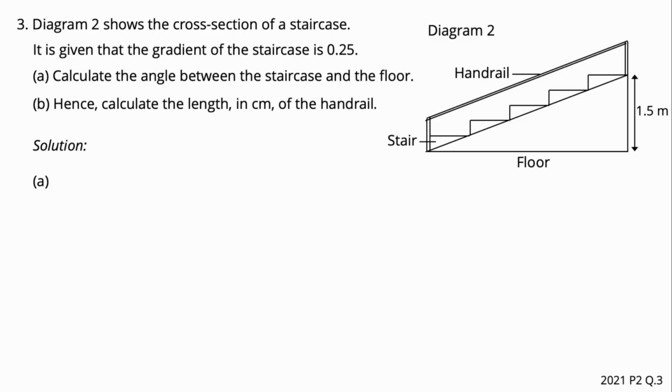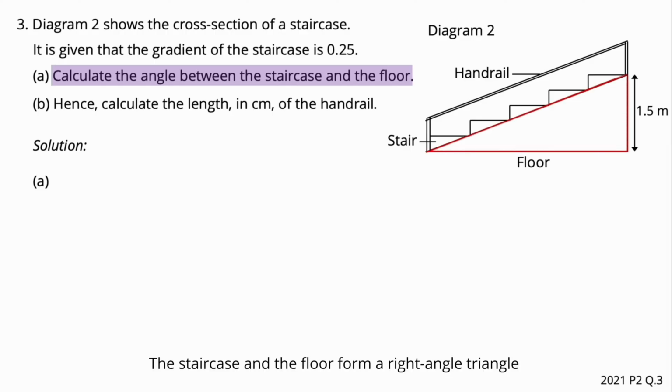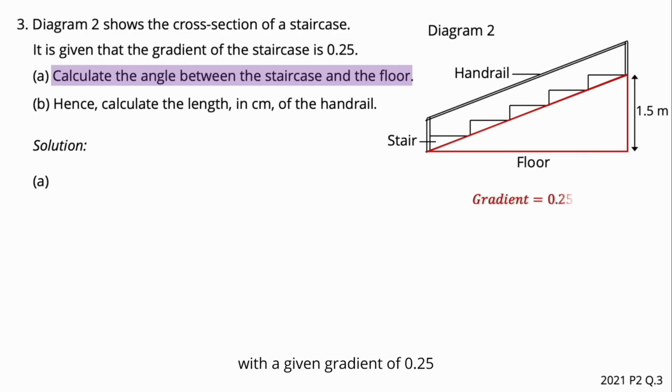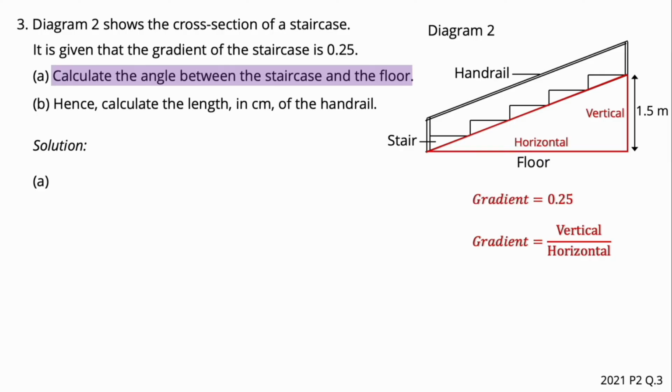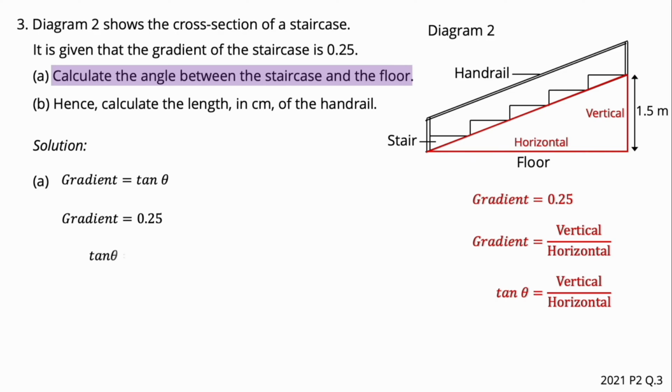Question number 3. Diagram 2 shows the cross-sections of a staircase. It is given that the gradient of the staircase is 0.25. A. Calculate the angle between the staircase and the floor. The staircase and the floor form a right angle triangle with a given gradient of 0.25. Gradient can be calculated by its vertical divided by its horizontal. So do tangent theta. Gradient is equal to tangent theta. Therefore, the gradient of the staircase 0.25 is the same as tangent theta equals 0.25.